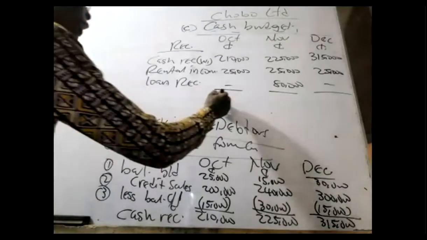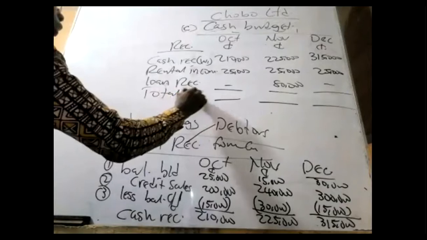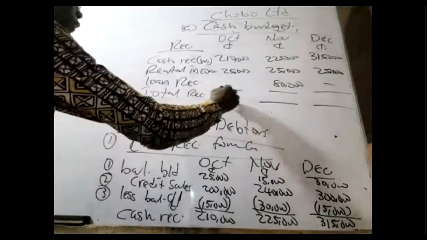So can you find the total for me? Call it total receipts. So this one is 135,000.